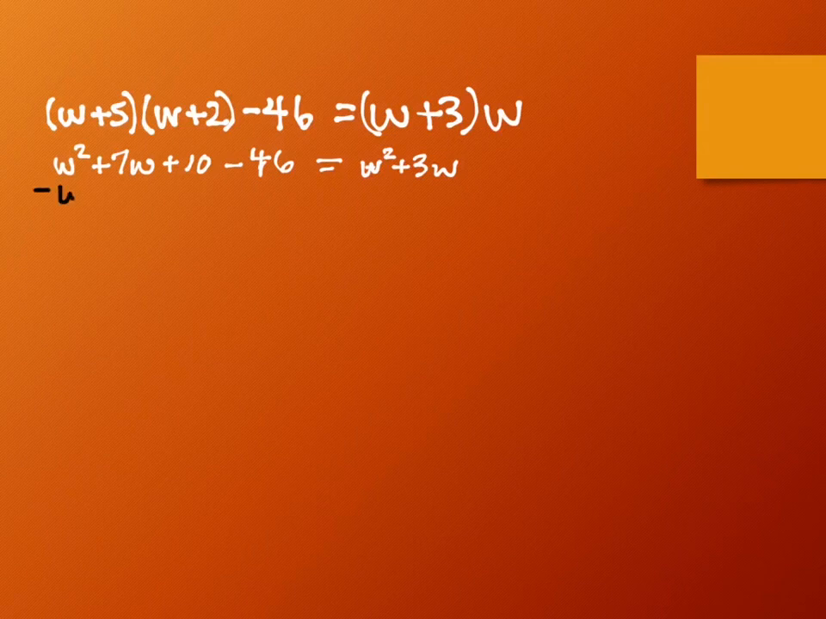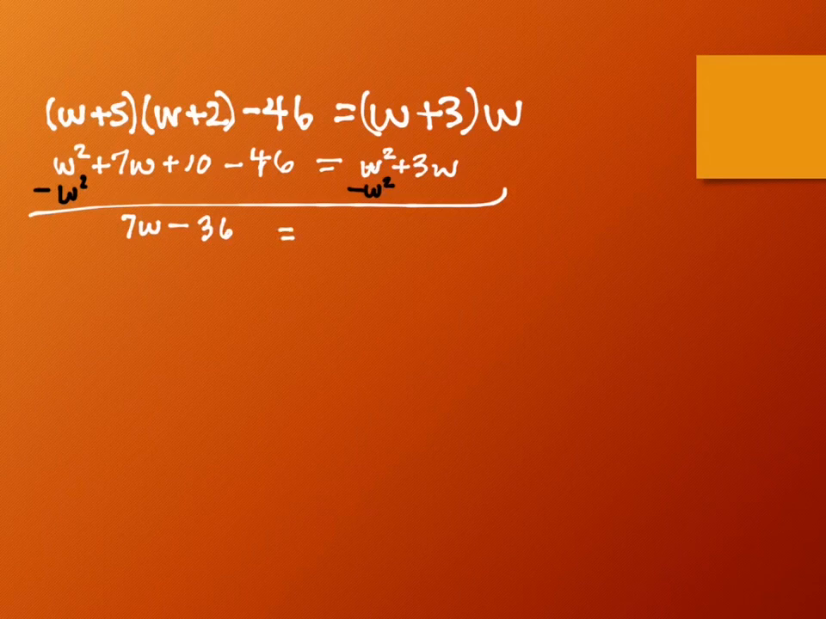So if I subtract, if you will, W squared from both sides, right, they both add to 0, at least that component does. So that's very nice. So now I'm left with 7W plus 10 and minus 46. What's that? Minus 36. Minus 36. And on the right-hand side, I simply have 3W. What would you guys like to do next?